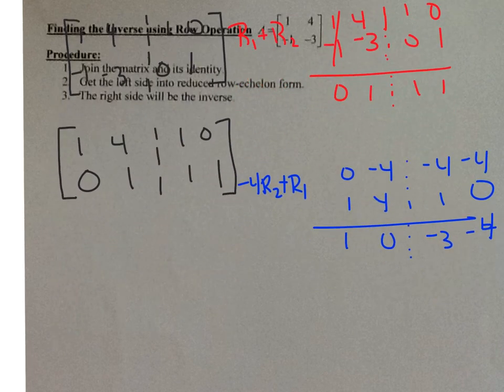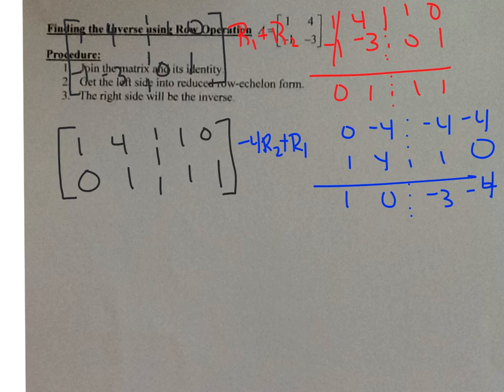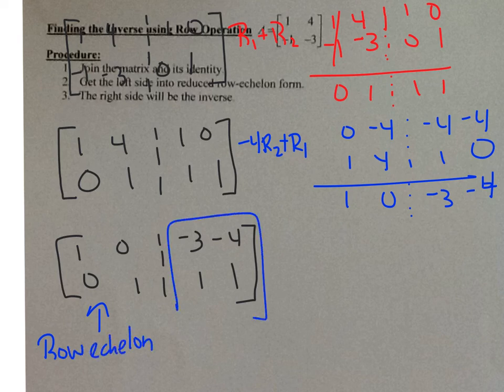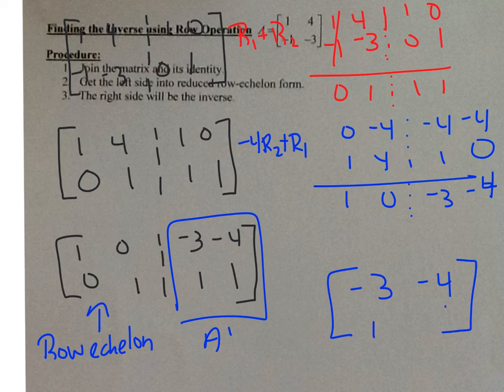Just going to move everything up. That is my new row 1. Okay, so row 1 is 1, 0, dot, dot, dot, negative 3, negative 4. And 0, 1, 1, 1. So notice I have this in row echelon form. And now what this is over here, that's my inverse. So my inverse is negative 3, negative 4, 1, 1.